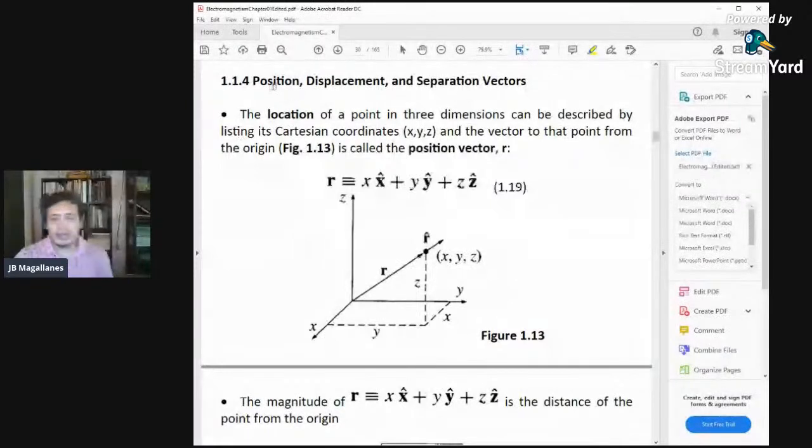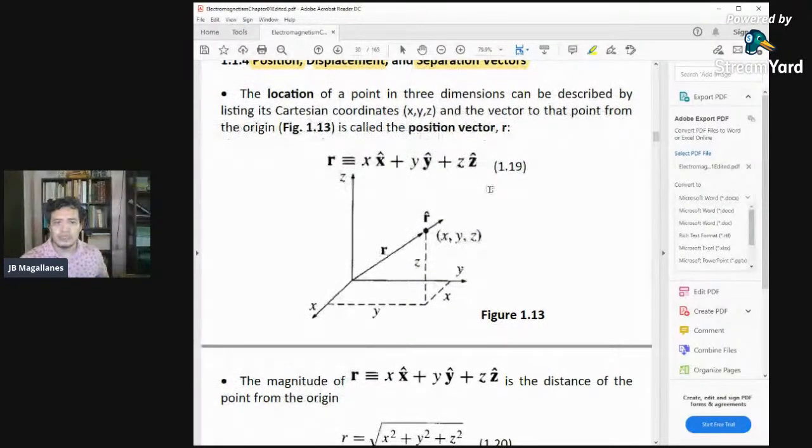And then in solving electrodynamics problems, we'll be dealing with position, displacement, and separation vectors. That's the difference between two vectors. So position, displacement, separation vectors. We will explore that here.